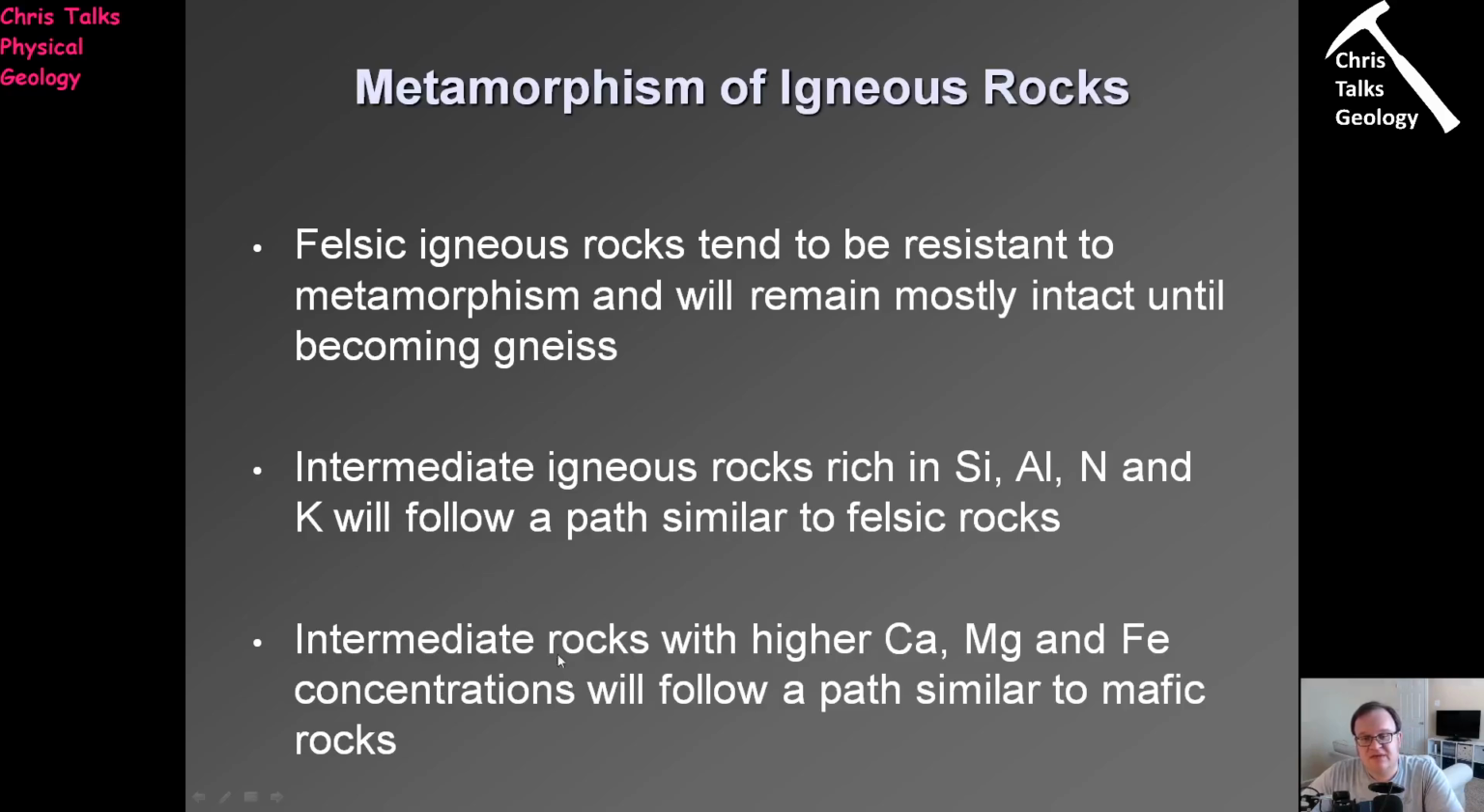And then we have intermediate rocks that have a higher calcium, magnesium, and iron concentration. They'll tend to follow a path more like a mafic rock, like a basalt. Remember, basalts do metamorphose relatively easily. So these darker coloured intermediate rocks may well begin to follow a path similar to that of a basalt, and you will see them metamorphosing relatively early. You'll see the appearance of actinolite, chlorite, and epidote relatively early, then the appearance of hornblende, then finally the appearance of pyroxene.